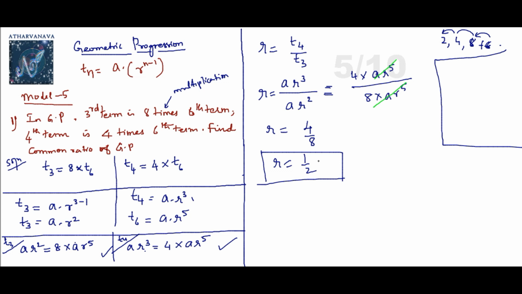How are you going to get this idea in the examination, ma'am? You will get it, because once you write T4 and T3, it should strike in your brain that r is nothing but T4 by T3. Replace T4 and T3 with ar cube and ar square. Now replace ar cube and ar square: it is 4 into ar power 5, and this is 8 into ar power 5. Cancel out the common part, and you get 4 and 8. 4 ones are 4, twos are 8, so r is equal to 1 by 2. That's a very small problem, you can solve it like this easily.